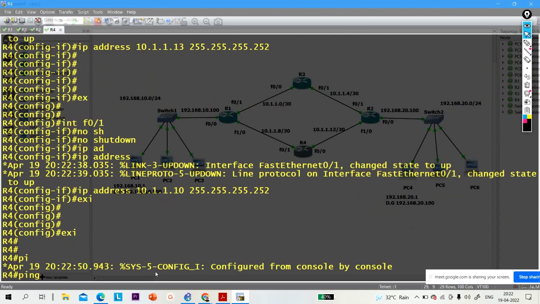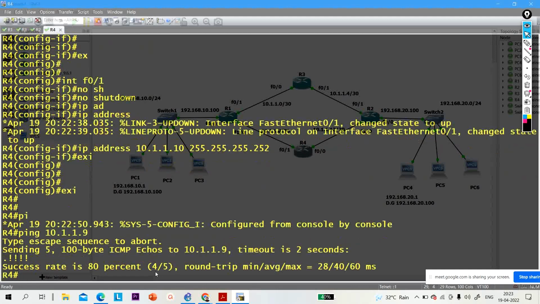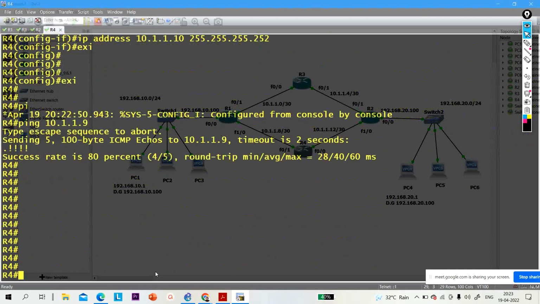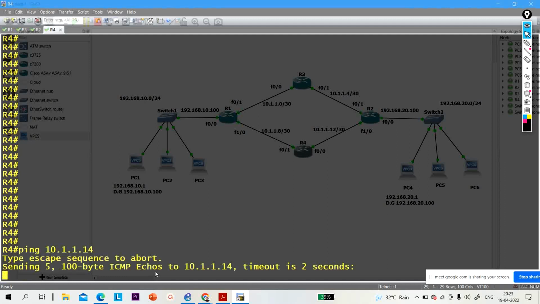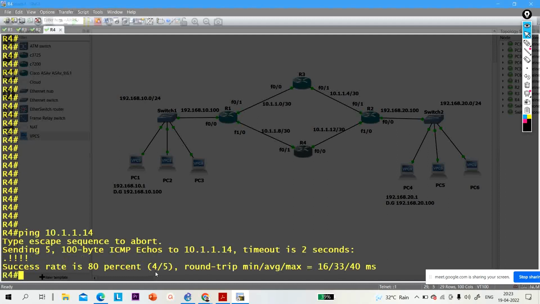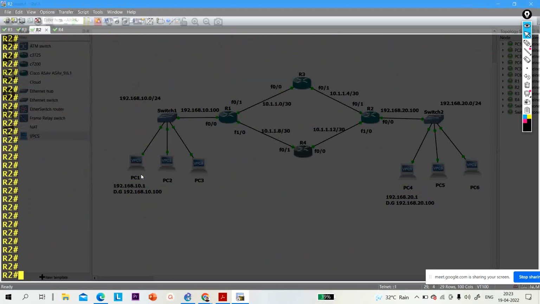Ping 10.1.1.9. Yes, I am able to ping R1. Let me ping my other neighbor, 10.1.1.14. Yes, I am reachable. Let me check from R2 to R3.